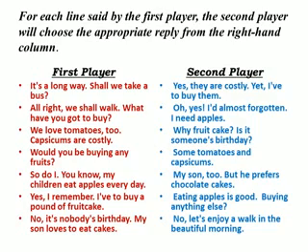It's a long way. Shall we take a bus? Choose the correct response. All right, we shall walk. What have you got to buy? Choose the correct reply. We love tomatoes too. Capsicums are costly. What does the second person say? Would you be buying any fruits? Choose the sentence in response.